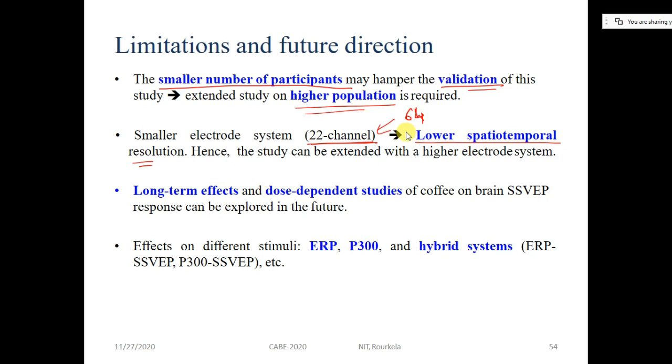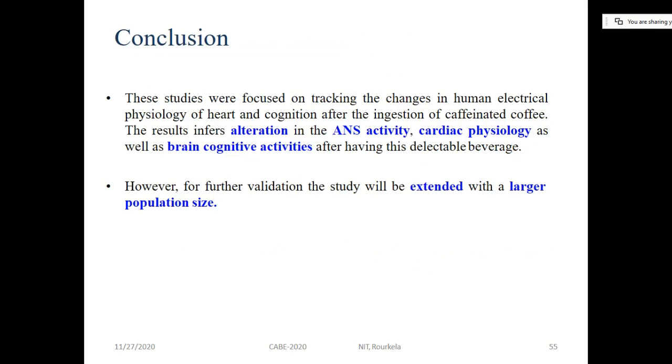Hence, in future, if we have a higher channel EEG system, then we can go for a study with the higher electrode system. Also, long-term effects and dose-dependent studies can be performed, and also the effects on different stimuli like ERP, event-related potential, that may be visual or auditory, may be conducted. P300 and hybrid systems can also be conducted in future.